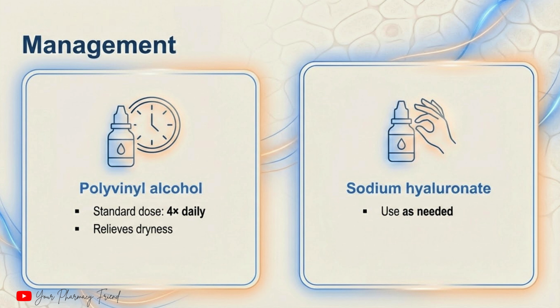Sodium hyaluronate eye drops may also be used and are typically administered on an as-needed basis. These agents act by lubricating the ocular surface and improving tear film stability. They provide symptomatic relief but do not cure the underlying condition. Students should remember, treatment is supportive and often long-term in chronic cases such as KCS.